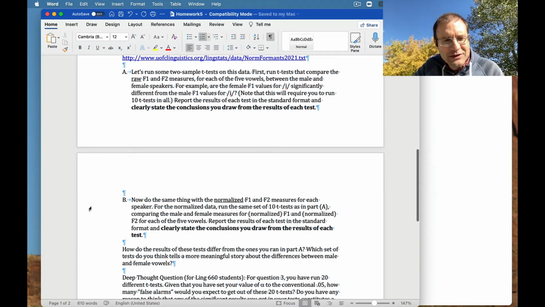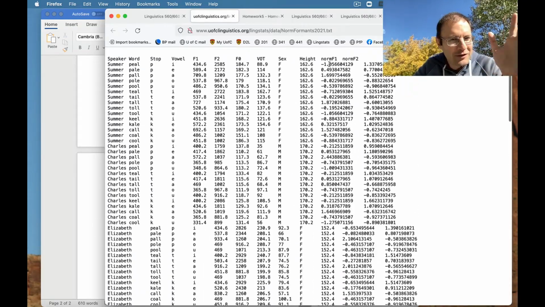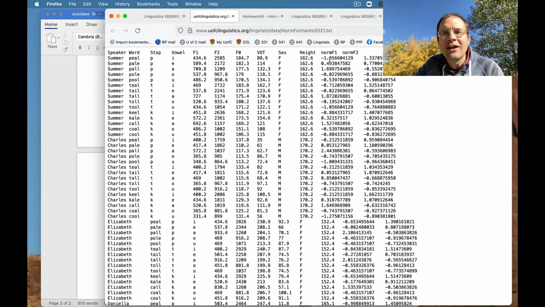Similarly, we're going to do basically the same thing for Part B, but the only difference here is that you will run the same t-tests with the normalized F1 and F2 measures for the speakers. These were normalized by speaker, so we're coming up with the same sort of scale across the board for all of them. We plotted them in a graph. We're just going to now look at, well, are the normalized F1 measurements for females different from the normalized F1 measurements for the males, and so on and so forth. Exactly what we did with the raw ones, but now with the normalized data.